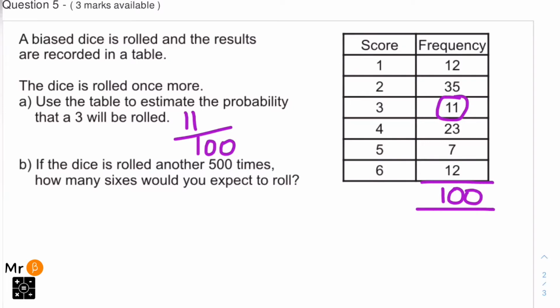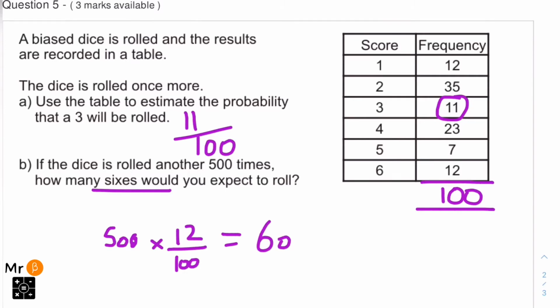Part B, it wants to know how many 6s you would expect to roll. Again, we're going back to that first formula. The probability of rolling a 6 is 12 over 100, and the number of trials is 500. So 500 times by our probability, and we get our final answer.